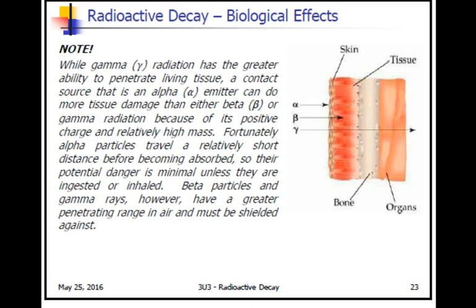Fortunately, alpha particles travel a relatively short distance before becoming absorbed, so their potential danger is minimal unless they are ingested or inhaled. Beta particles and gamma rays, however, have a greater penetrating range in air and thus must be shielded against. So an alpha particle will stop at your skin, a beta particle will get into your tissue. A gamma particle will go through your skin, tissue, bone, and organs.